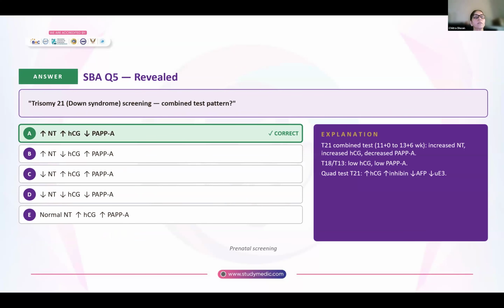A and B. Now in A, nuchal translucency is increased and HCG is also raised. PAPP-A is decreased. In B, raised nuchal translucency but low levels of HCG. HCG will be raised in trisomy 21. Okay. And also PAPP-A is decreased. So option A is the correct option.